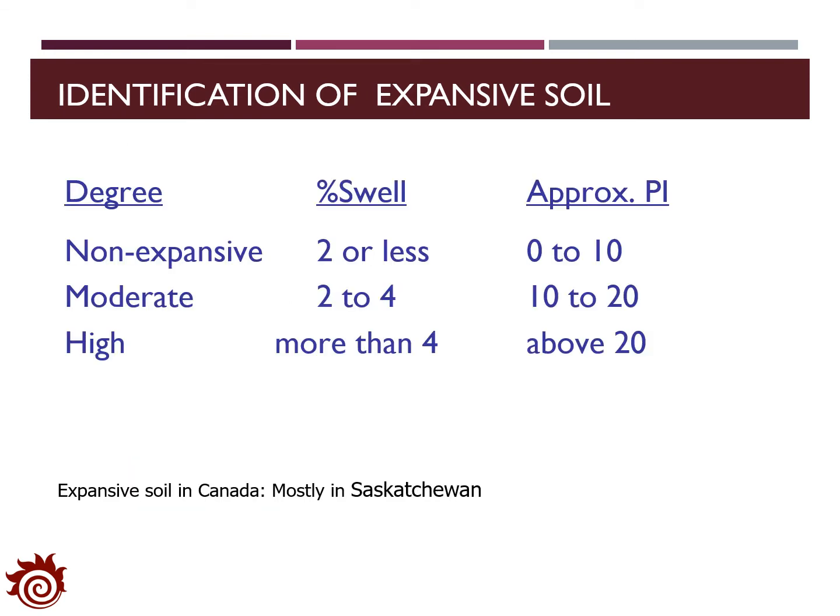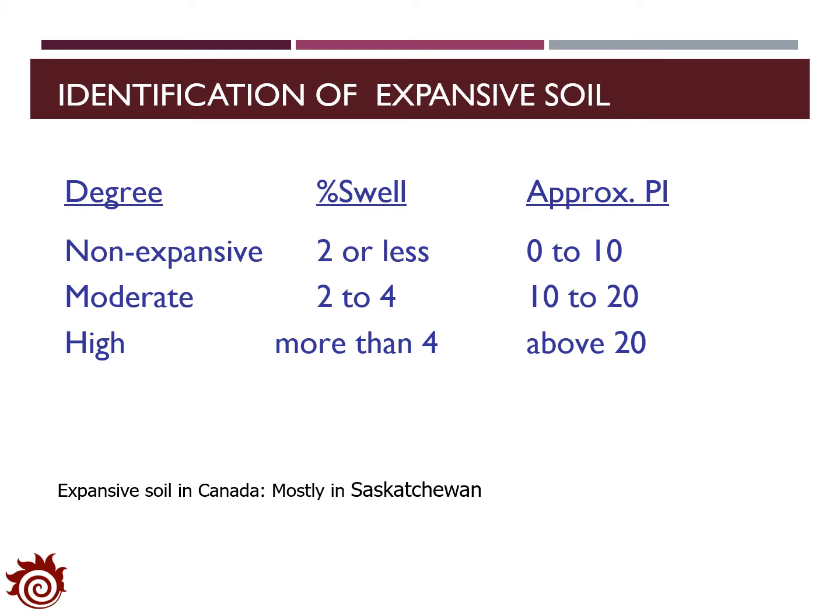Based on the swelling potential and plasticity index, we are able to categorize the expansive soils. First, if the swelling potential is less than 2 or the plasticity index is less than 10, then the soil is categorized as non-expansive soil. For moderate expansive soil, the swelling potential is between 2 and 4, and the plasticity index is between 10 and 20. While for the high expansive soil, the swelling potential should be larger than 4, and the plasticity index is over 20.